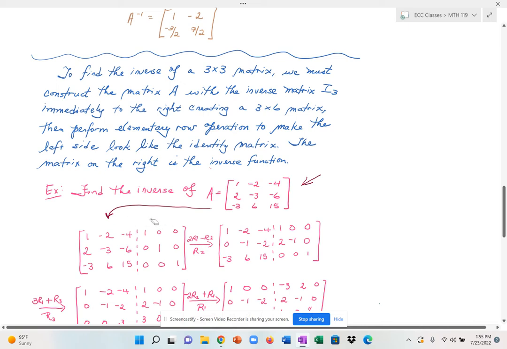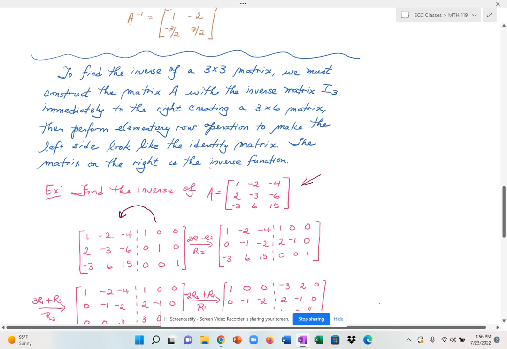Then my goal is to make the left 3 rows look like the 3 rows on the right. So I want ones on a diagonal and the rest of the entries to be 0. And any operation I do to accomplish that must also be done on the right side. So the first thing I decided to do was to multiply row 1 by 2 and subtract row 2 in order to get a new row 2. And what that will do is make this term 0.